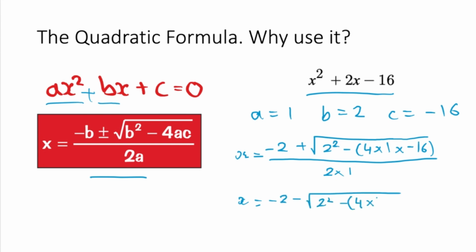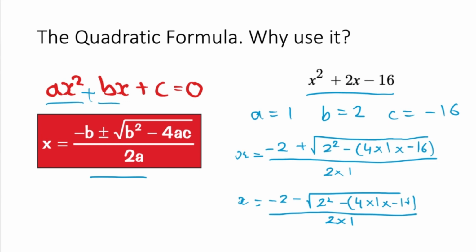Minus 2 minus the square root of 2 squared minus 4 times 1 times minus 16, all this over 2 times 1. So this is what you'd write in your calculator. You do the positive first, or you could do the negative if you want. So you type in minus 2 plus square root of 2 squared minus 4 times 1 times minus 16. I suggest you put brackets around the 4ac, just so you can see which values are what. Sometimes you might have negative numbers, so it might confuse you. Putting the brackets will just make it easier for you.